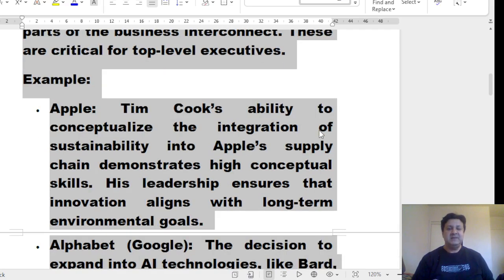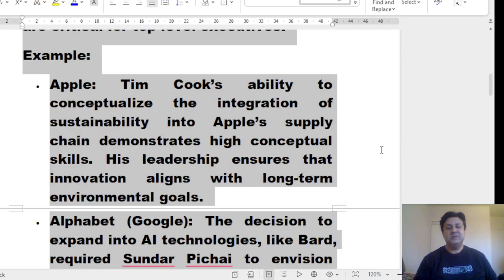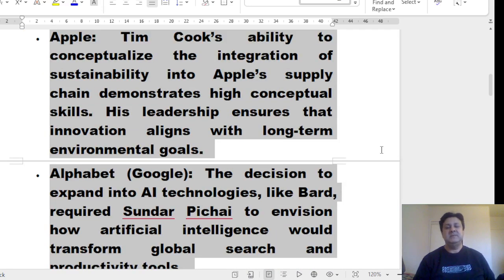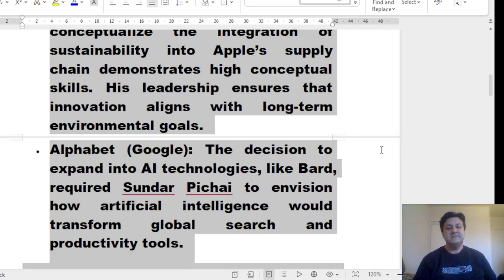Okay, now, so example, Apple. Tim Cook's ability to conceptualize the integration of sustainability into Apple's supply chain demonstrates high conceptual skills. This ensures that innovation aligns with long term environmental goals.